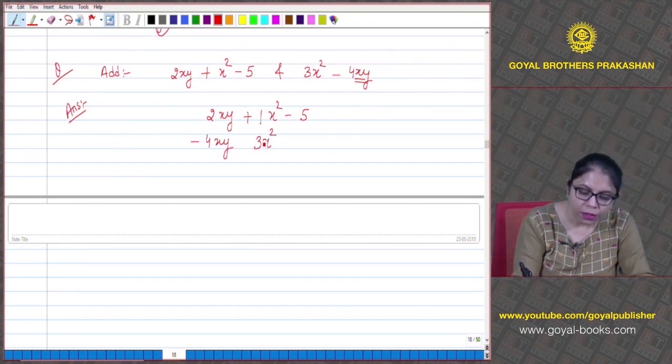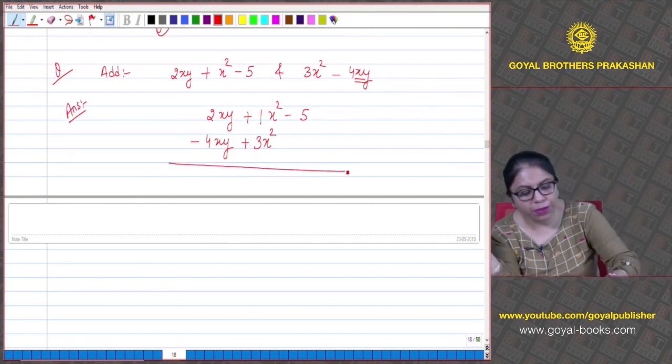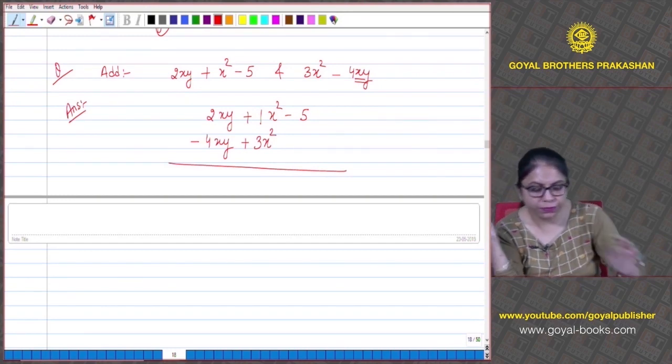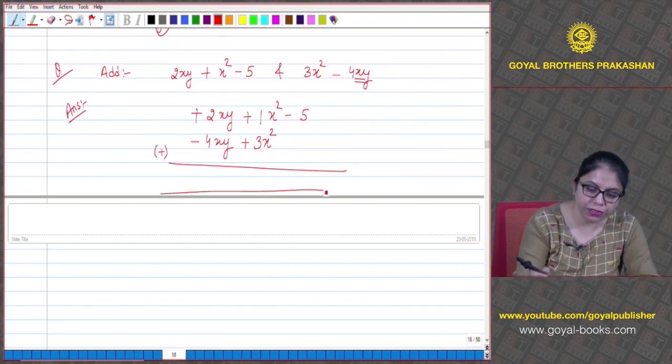Okay. Now we have arranged the terms vertically. That means these are the two like terms, so they are written one below the other. And again these are the two like terms. Now we can easily add them. We can easily add these two expressions.